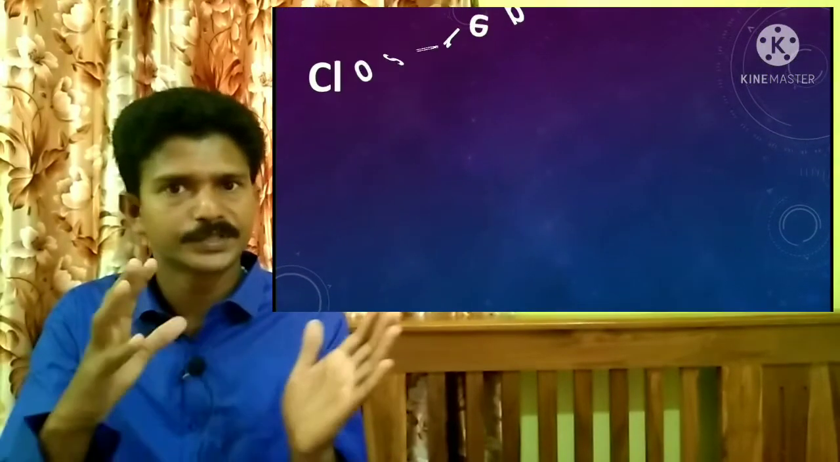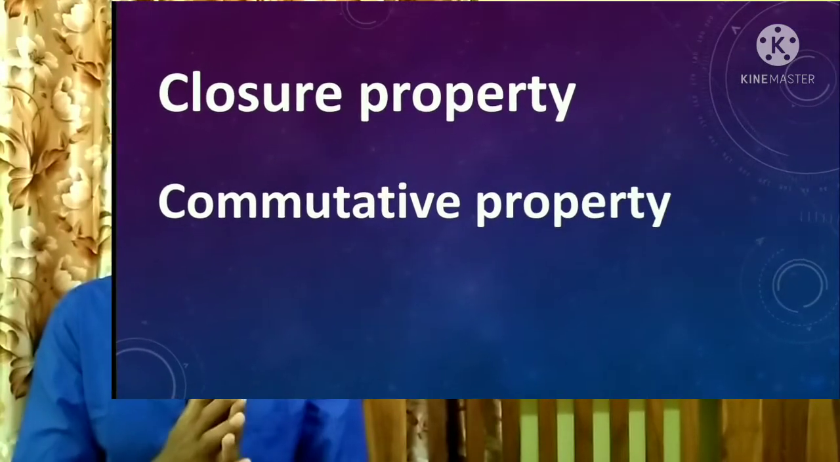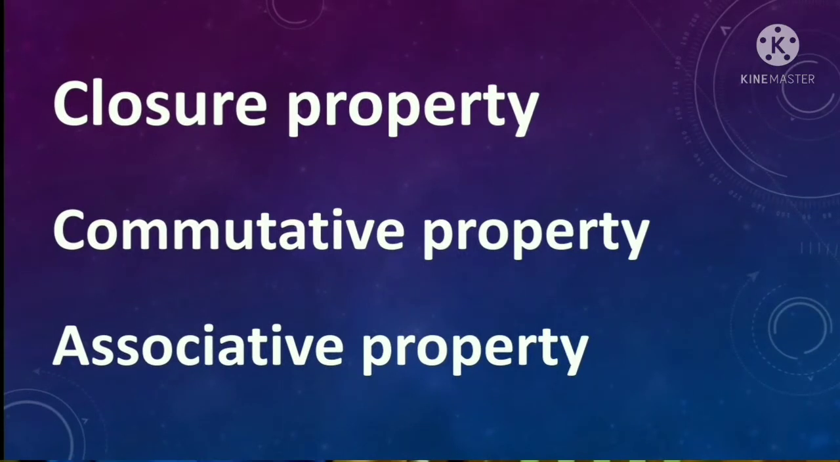Let us summarize what things we learned now. We have learned three properties of numbers. One is the closure property. You can see the circle. When you do addition, multiplication, subtraction, when it goes out of the circle, then we say it is not closed. If it is inside the circle, we say it is closed. Then we have learned about the commutative property, changing the numbers' positions. Then we have learned about the associative property, which means grouping in numbers.